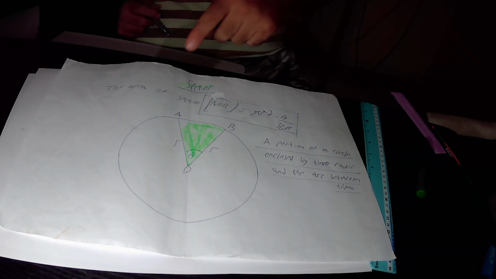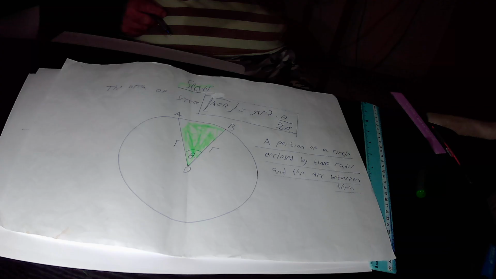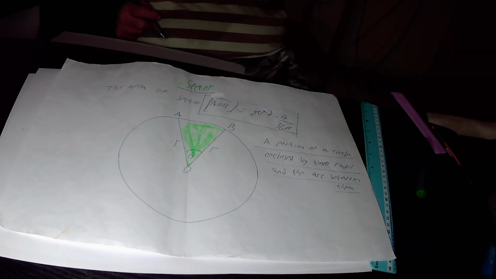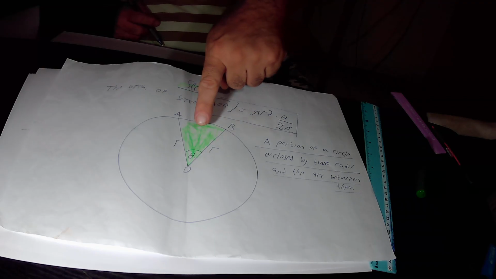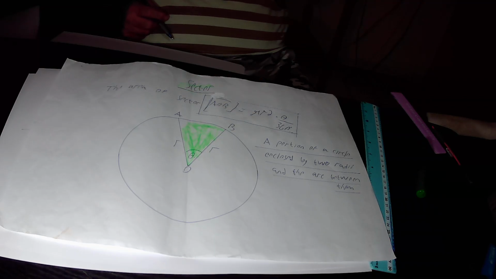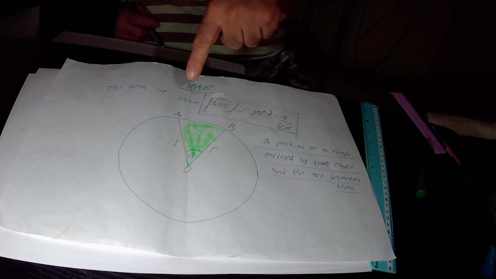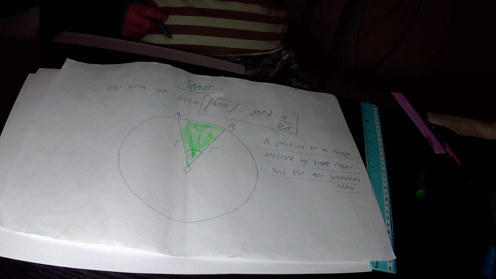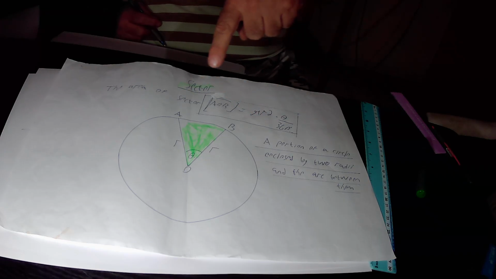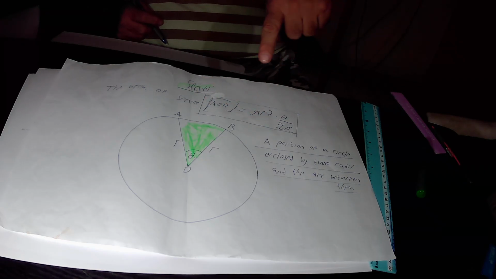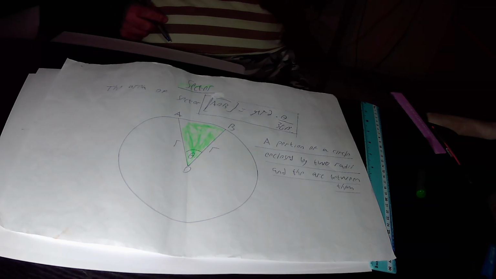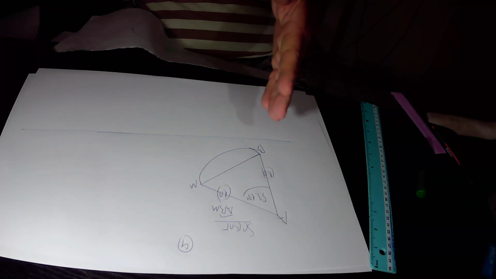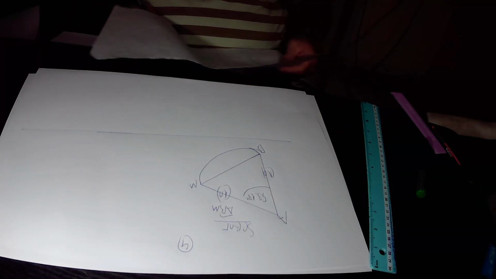So the area of this sector AOB equals the area of the circle that contains the sector, that is pi r squared, times the angle between the legs of the sector, that is theta, over 360 degrees. We use this formula in order to find out the area of this sector AOB.